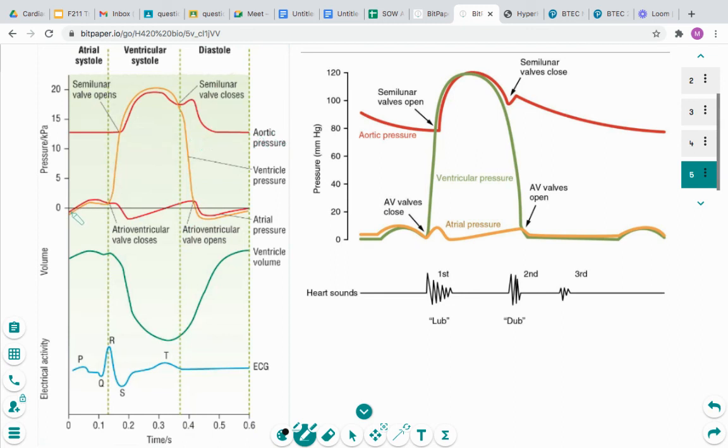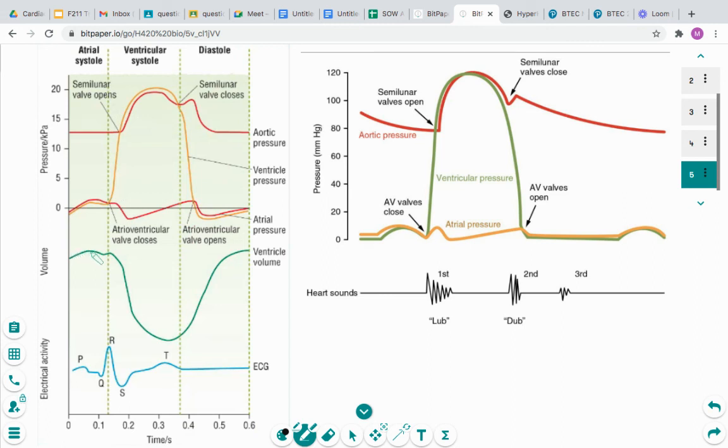Hopefully you can see that all of this is linked to when the valves open and when they close. What's causing them to open? Well, here, the reason why the atrioventricular valve is closing is because the ventricular pressure has gone beyond the atrial pressure, and therefore the valves have been slammed shut. They cannot open the other way. It's only a one-way door, isn't it?